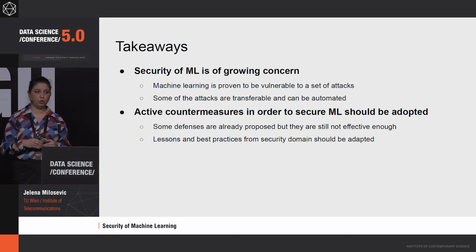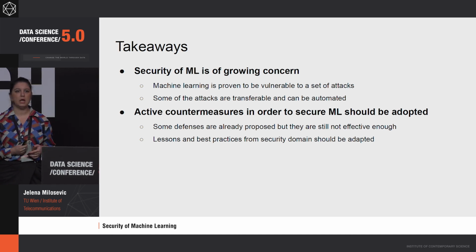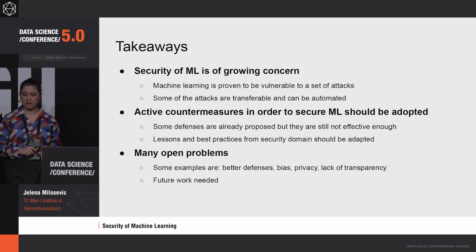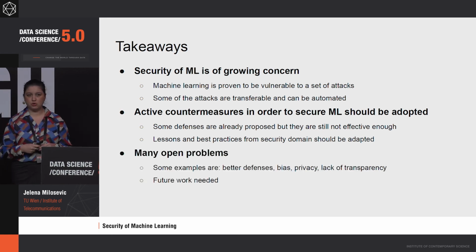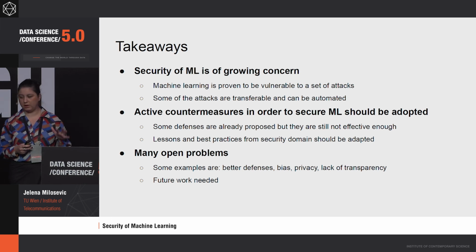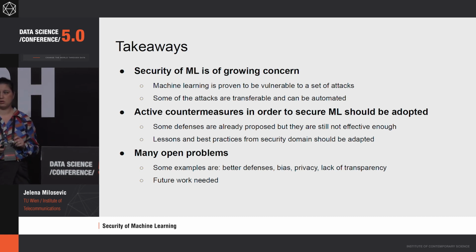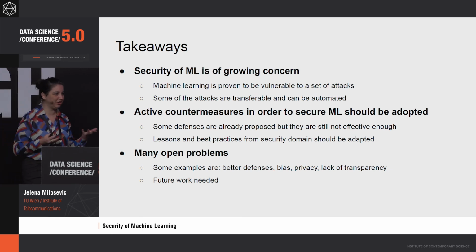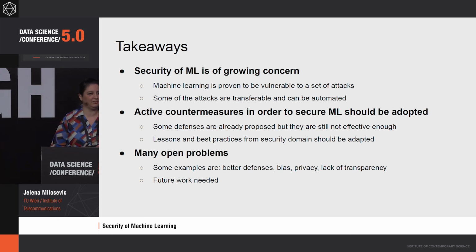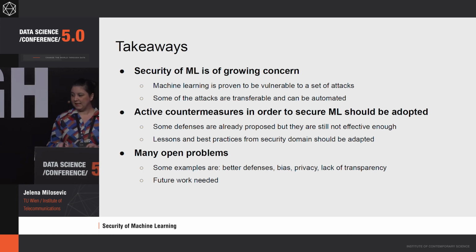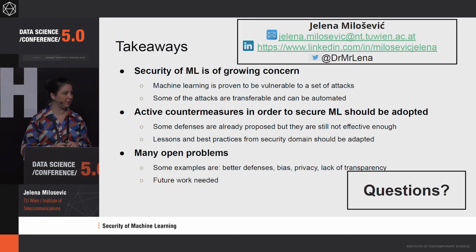And with respect to improvement of such defenses, we should definitely look into the security domain and adopt more security practices from there. Finally, there are still many open problems, and just some examples are that we need better defenses, there is a problem with privacy, lack of transparency, and so on. And future work in this domain is absolutely needed. So if some of you is passionate about it, you are very, very welcome to join on board and work on adversarial machine learning. So with this, I conclude my presentation.